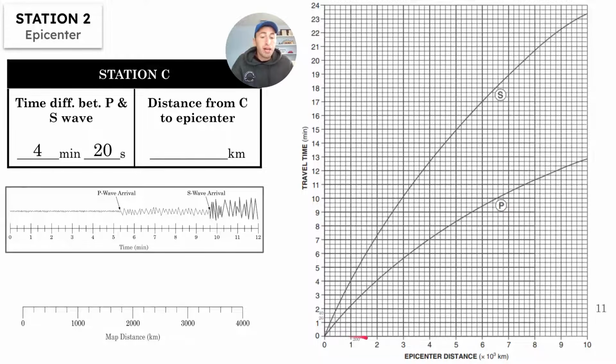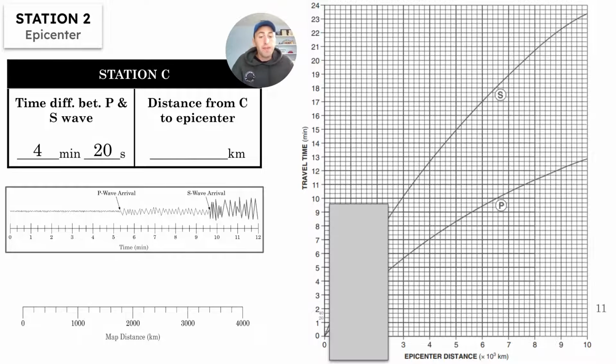Over here, the kilometers, this is 1,000 kilometers. So these small lines would be every 200. So this is 1,200, this is 1,400, 1,600, 1,800, and so on. Now what you do is, you take a piece of paper, and we have the time difference between the P and the S wave is going to be 4 minutes and 20 seconds. You draw a line at 0 right here, and a line at 4 minutes and 20 seconds. So that's the time difference between the P and the S wave.